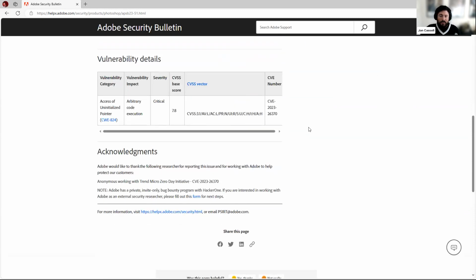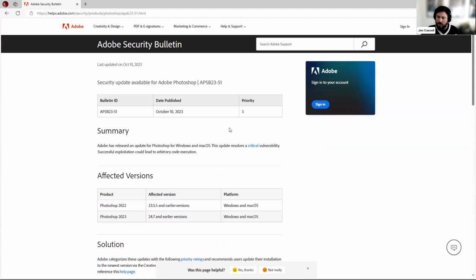Only one vulnerability, so we won't spend too much time here, but it is a critical one. Access of uninitialized pointer could lead to arbitrary code execution. The typical impact I see on most Adobe advisories. So in this case, it is rather important, critical, of course. And the CVE as well. If you don't happen to see it, you can always scroll to the right here. The actual CVE ID has been provided. Again, only one vulnerability, but still pretty important. So if you are using Photoshop, do be sure to update your product.